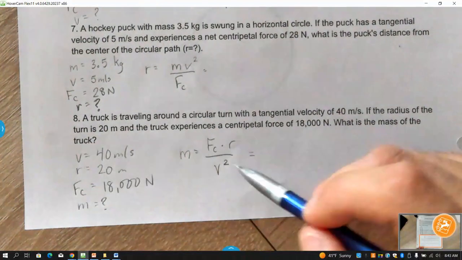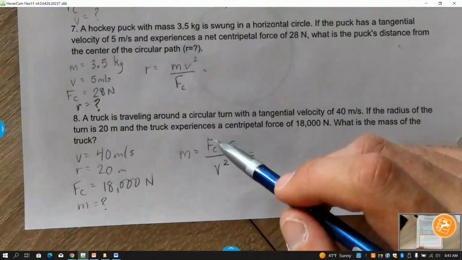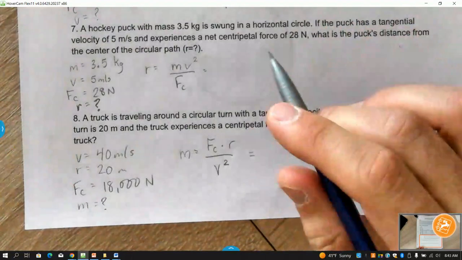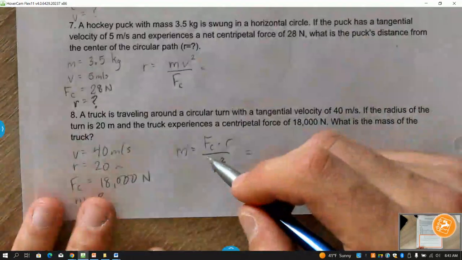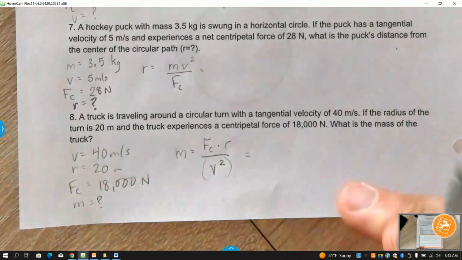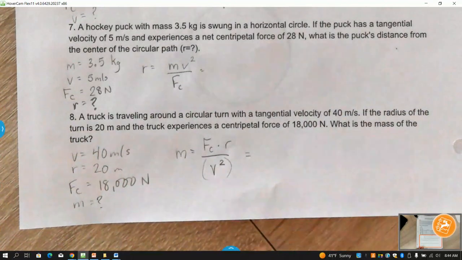Now just be careful with this when you throw it into your calculator. Multiplying Fc and r on top, great, but then you divide it. I would just divide and then put your v squared in parentheses and then hit your equal sign, and you should be good. So finish those guys off real quick, and then we will get on to our next piece.